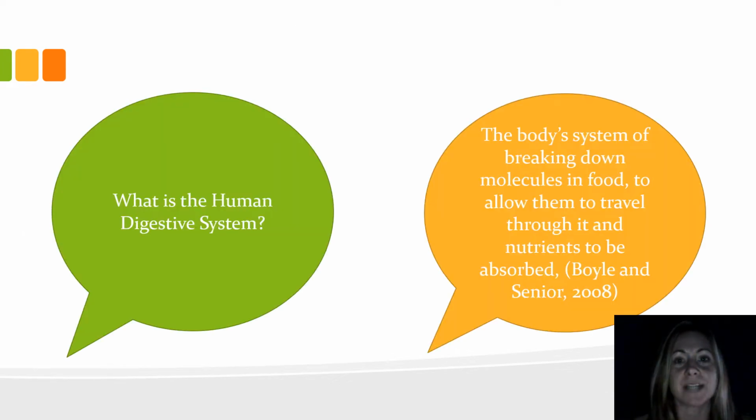So what is the human digestive system? It's the body's system of breaking down molecules in food to allow them to travel through it and nutrients to be absorbed along the way.